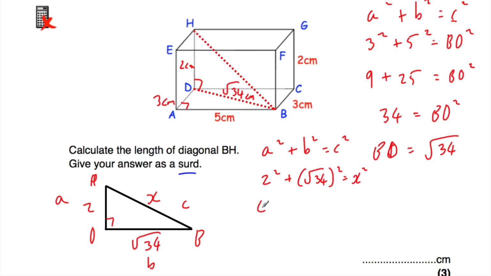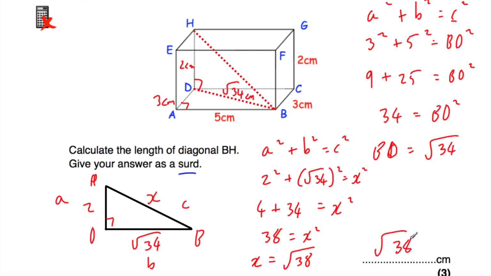2 squared is 4, plus root 34 squared will be 34, because the square root of 34 times the square root of 34 would just be 34, and that's equal to X squared. And then finally, we just need to add these two together. 4 plus 34 is 38, and that's equal to X squared. And then we need to square root, so X is equal to the square root of 38, and that's it. That can't be simplified, so the answer is root 38 centimeters. That's the length of that diagonal, and we've left it as a surd, like we've been asked to in the question.